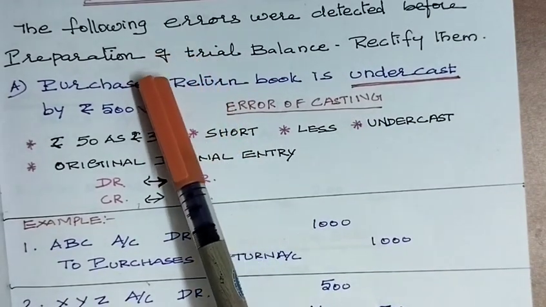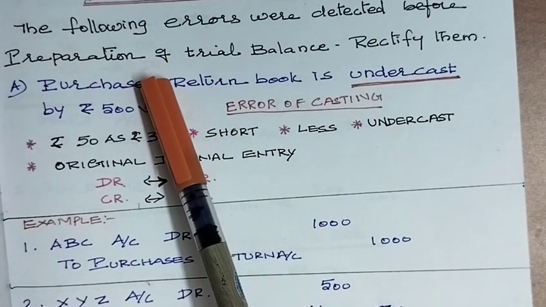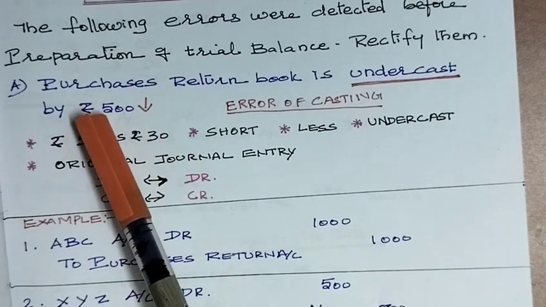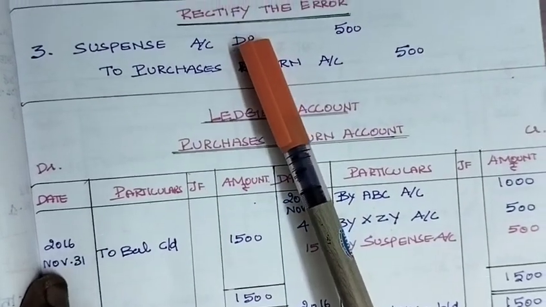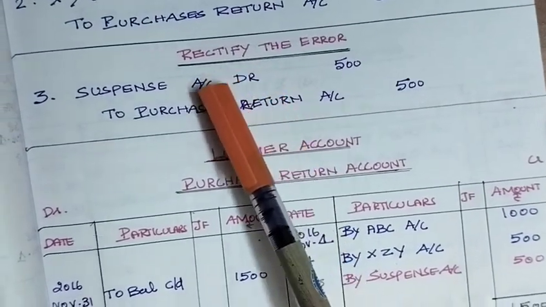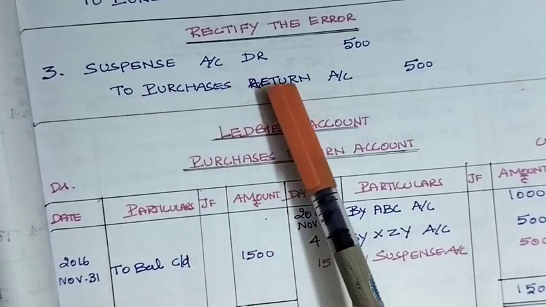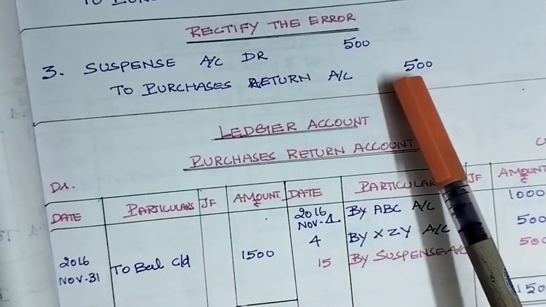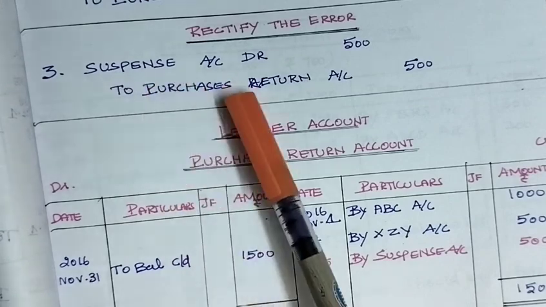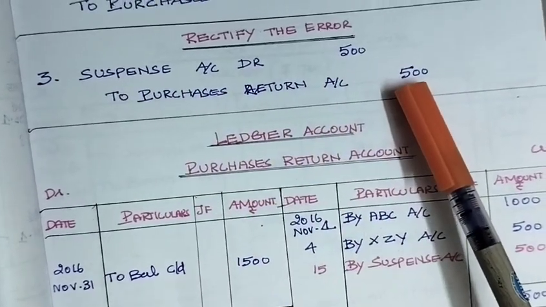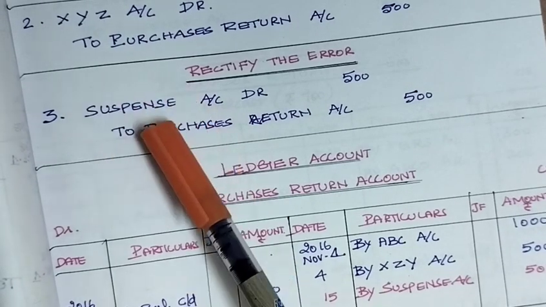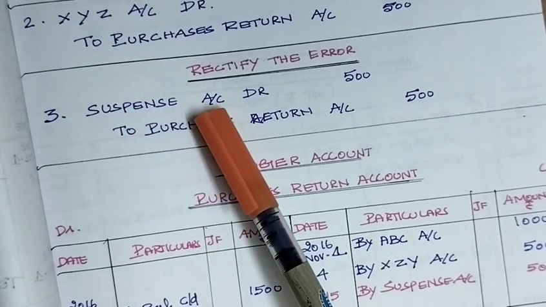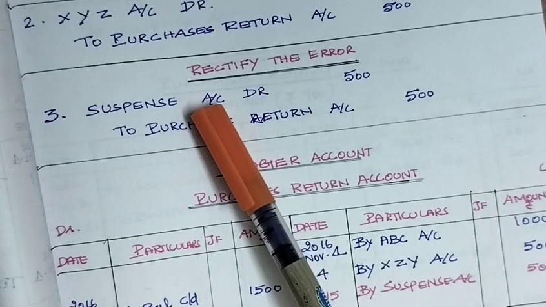You have to create the suspense account to rectify this error. So you have to write the original journal entry. To rectify the error, where is the purchases return book? Purchases return book is on the credit side. How much? 500 rupees. So to purchases return account 500 rupees we entered. What is the opposite account? We have to create a suspense account to tally it, to balance it.